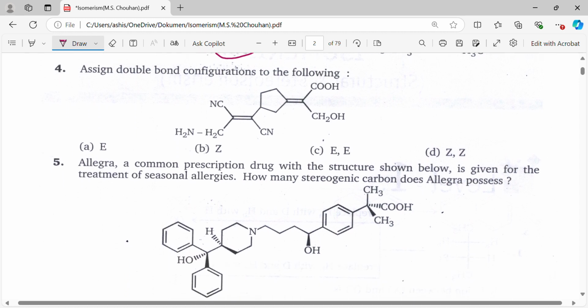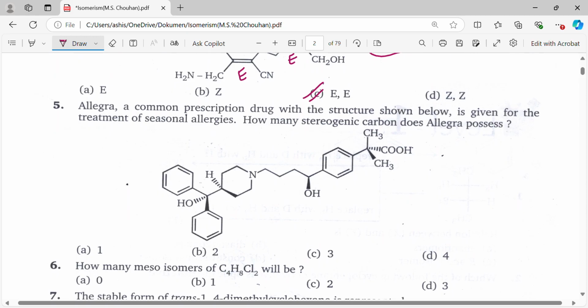In the next question, assign the double bond configuration to the following. We can assign the configuration with the help of the CIP rule, Cahn-Ingold-Prelog rule. When we use the CIP rule, we can decide that this is E, and this configuration is also E using the CIP rule. So our answer will be C.